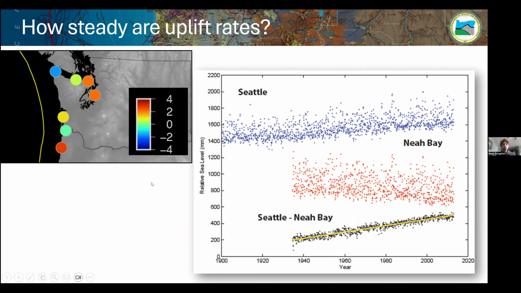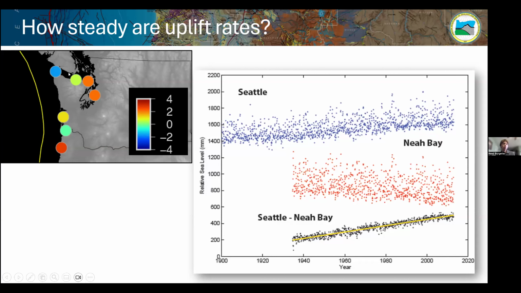And one of the questions we can start to answer with these long time series that extend in some cases up to a century or more is, how steady are these differences in vertical deformation rates. So this is an example from the Strait of Juan de Fuca. Here's the long-running Seattle tide gauge that's located about as far down dip on the Cascadia subduction zone as any tide gauge.